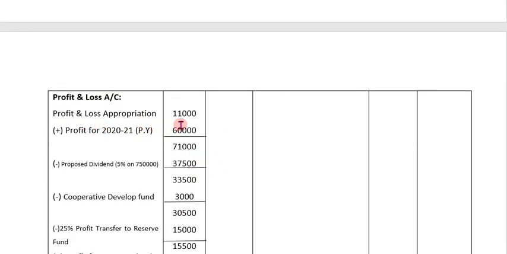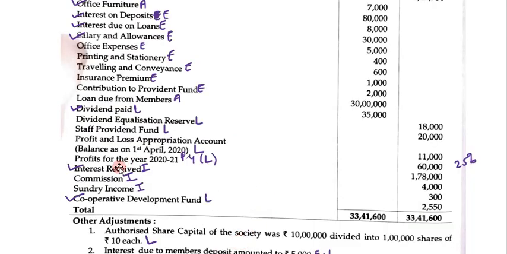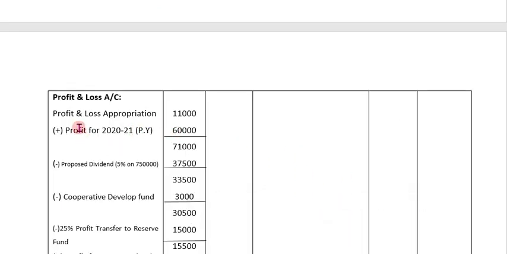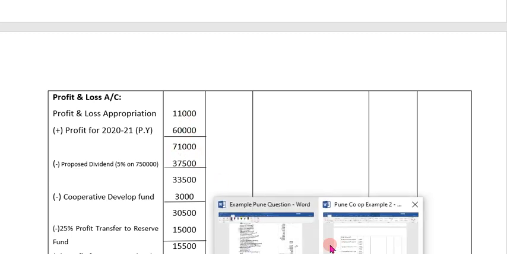Then in this you have to add the next entry, that is profit for the year 2021, rupees 60,000. So add profit for the 2021, that is previous year, 60,000. So total will come 71,000.